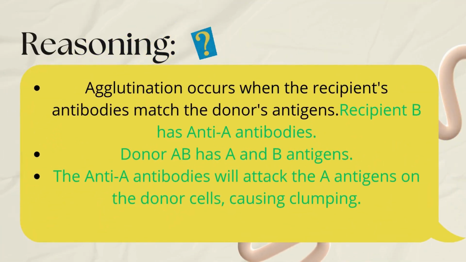Reasoning: agglutination occurs when the recipient's antibodies match the donor's antigens. Recipient B has anti-A antibodies. Donor AB has A and B antigens. The anti-A antibodies will attack the A antigens on the donor cells, causing clumping.